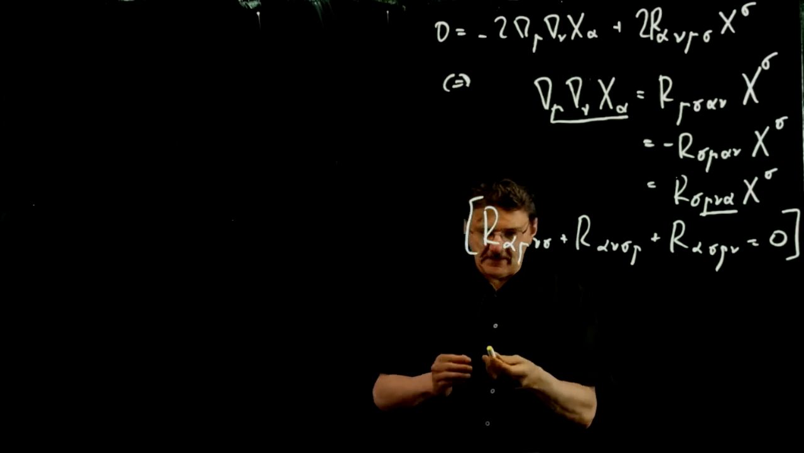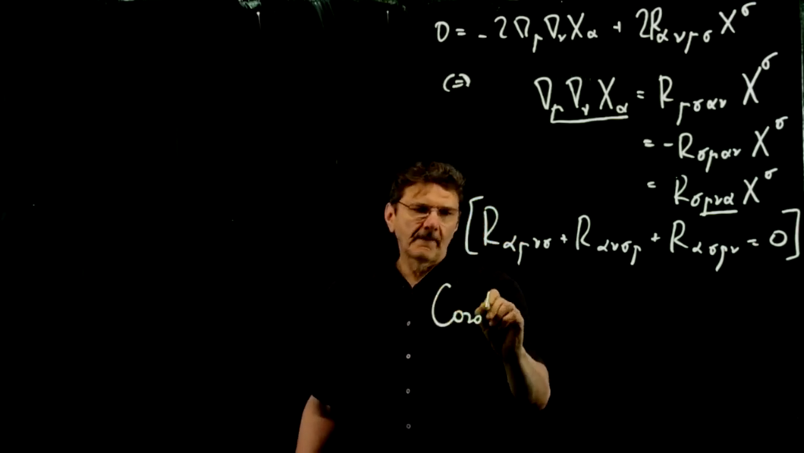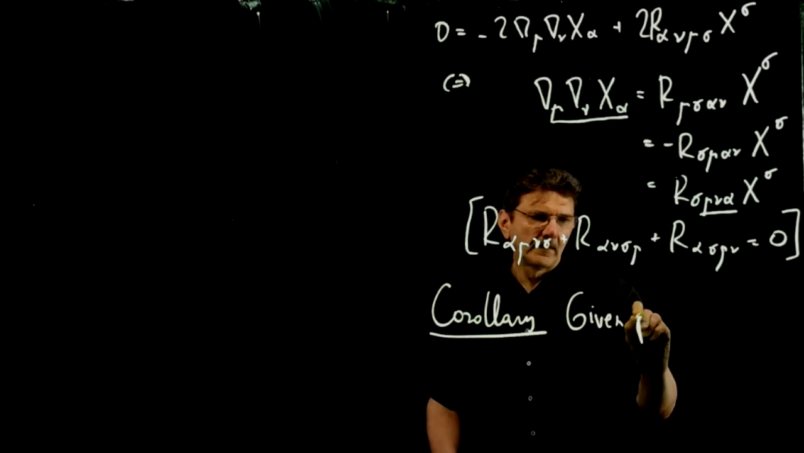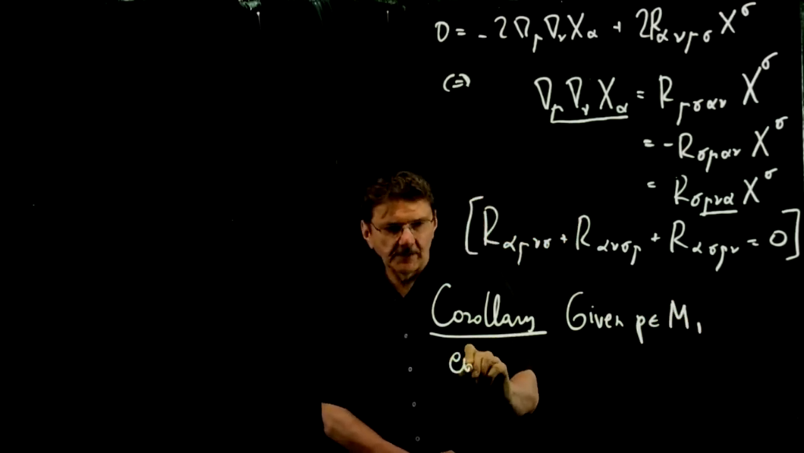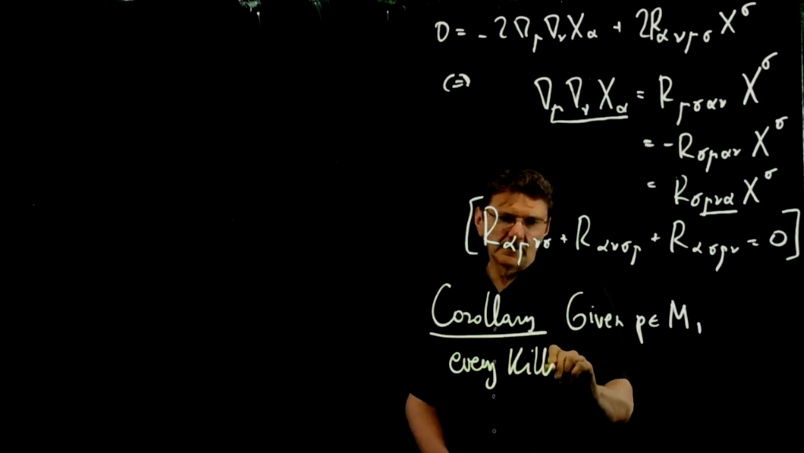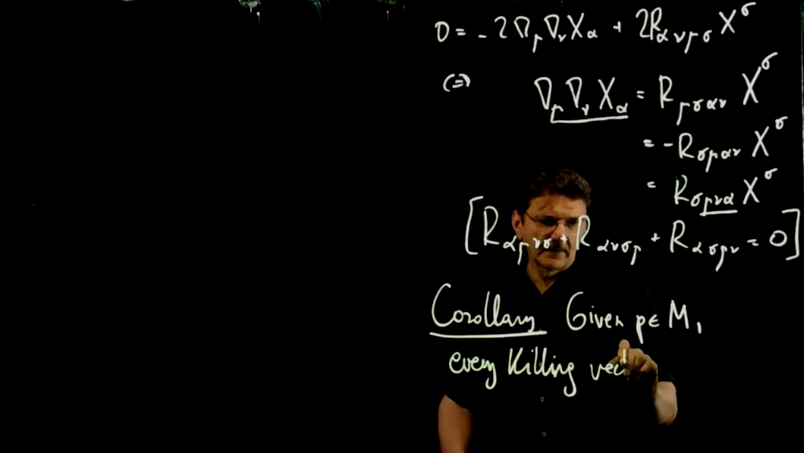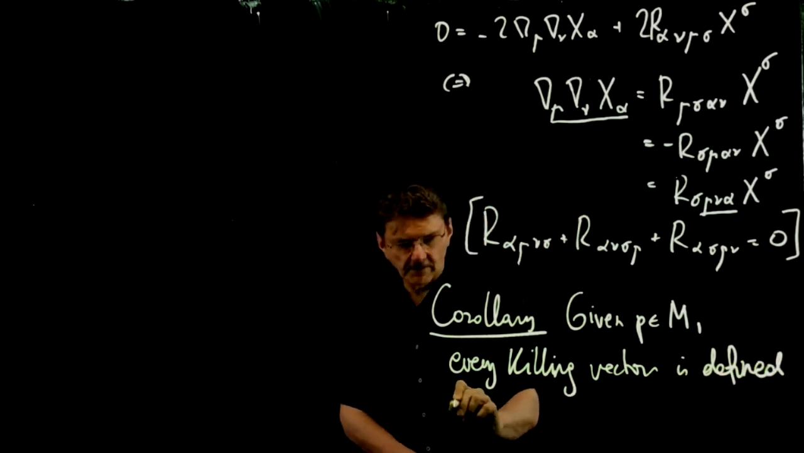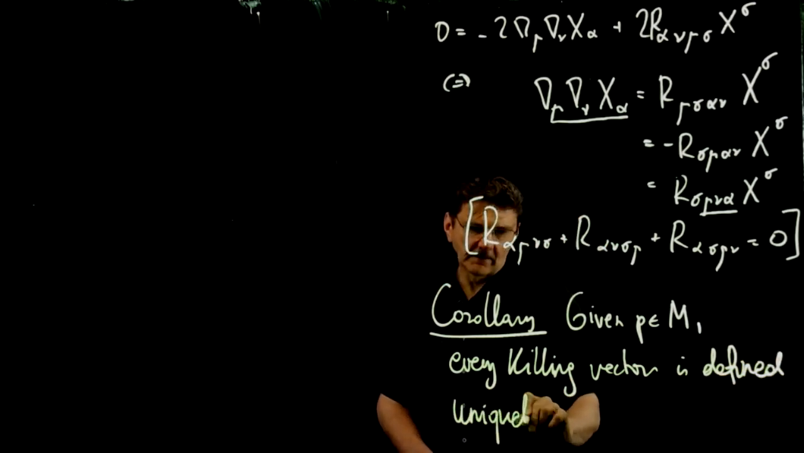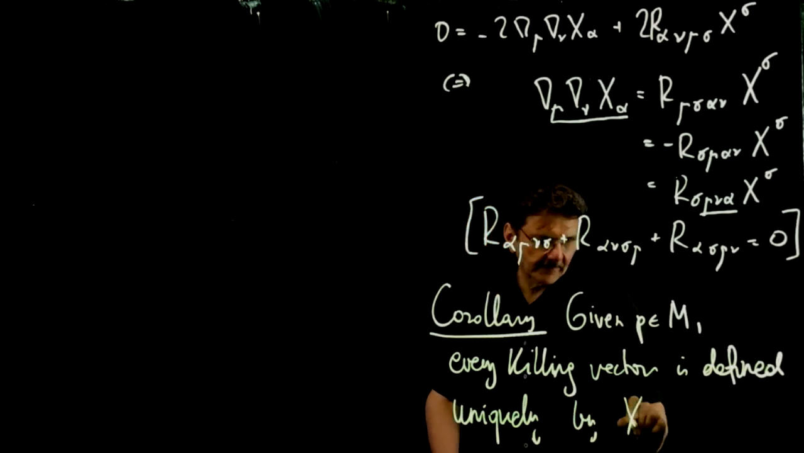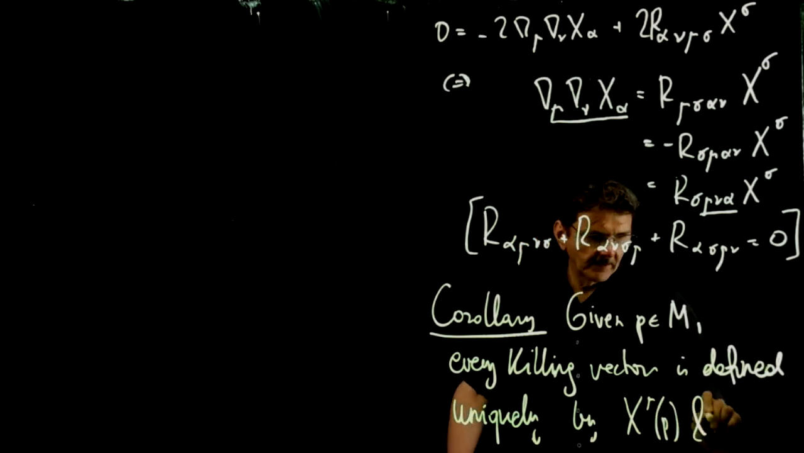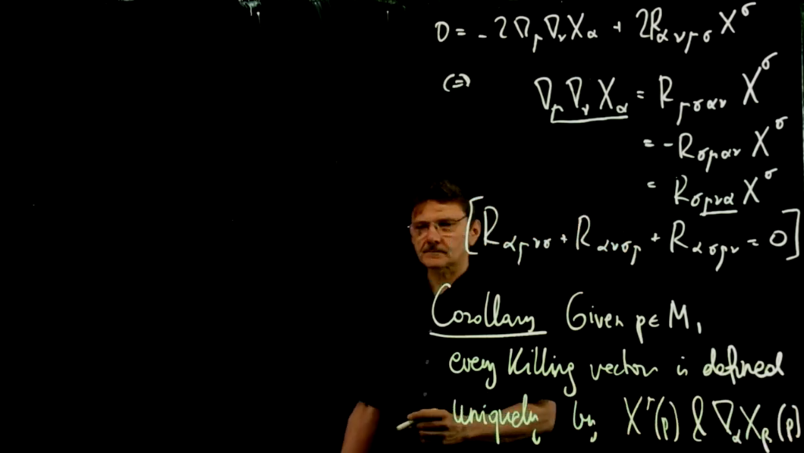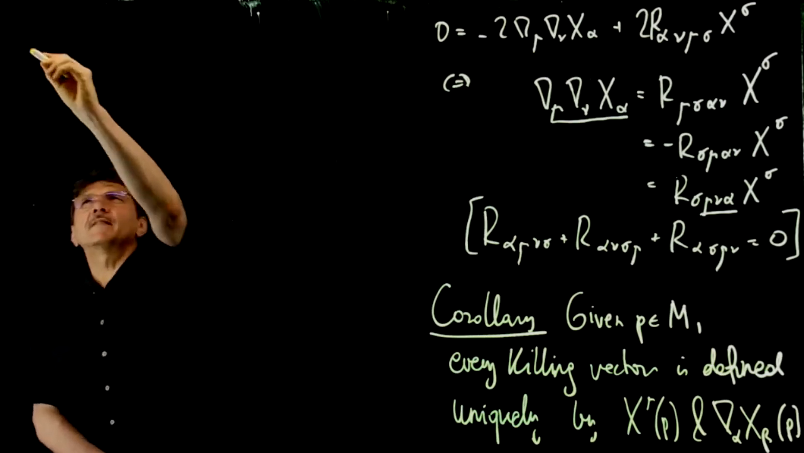Now, what's the point of this equation? Corollary: given P in a manifold M, every Killing vector is defined uniquely by X^mu of P and its first derivatives. So we're going to do the proof shortly, but there's a corollary of the corollary.